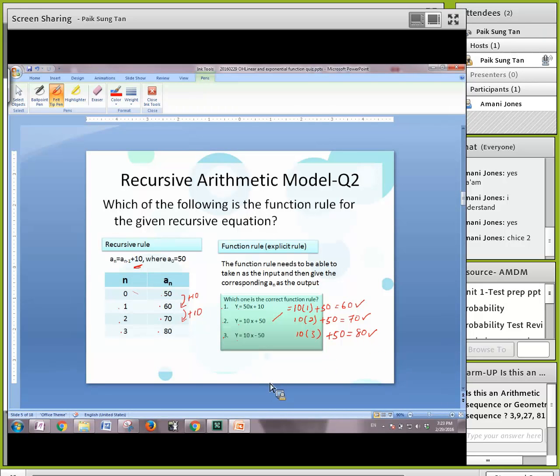The questions in the quiz are asked the same way, but they're not the same questions. You will not be given the table, but you have to know how to get the recursive rule and come up with a few terms, so that when you plug in your function rules, you can check it this way. Okay? Are we good with this?